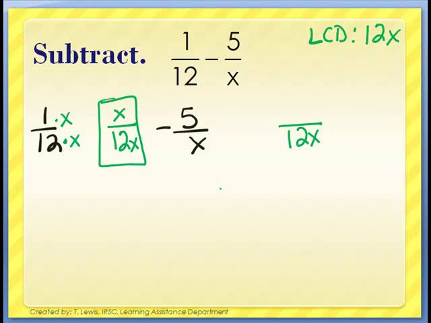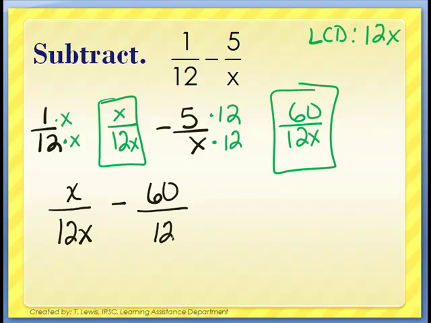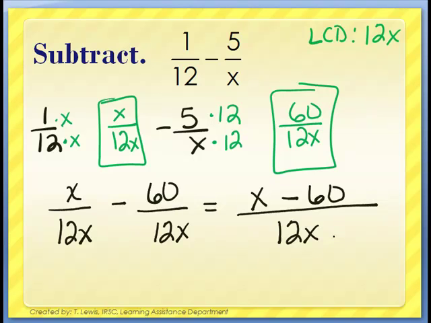The minus 5 over x, we're going to times that fraction by 12. And 12 times 5, we have 60. Now we have a common denominator, x over 12x, minus the next fraction, 60 over 12x. Common denominator is 12x. Bring together your numerators, we have x minus 60. And we're done.